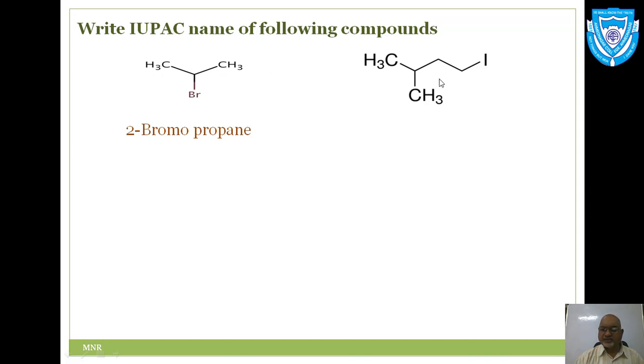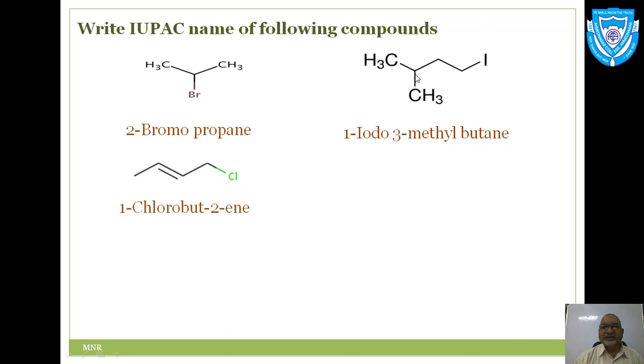If we go to the next structure, it is CH3, there's a branch there, then CH2, and I, that is iodine. So numbering starts from the iodine, so it is 1 here, 2 here, 3. On the third carbon atom there is a methyl, and the last carbon is CH3, the fourth carbon atom, and that's what is 1-iodo-3-methylbutane.